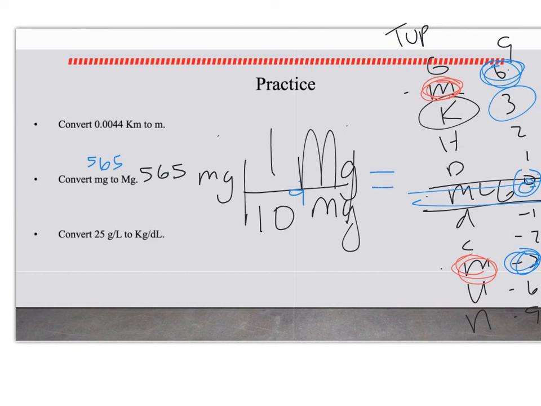So in your calculator, 565 times 1, that's 565, all over 10 to the 9th. Putting that into your calculator, you end up with 5.5 times 10 to the negative 8th megagrams.